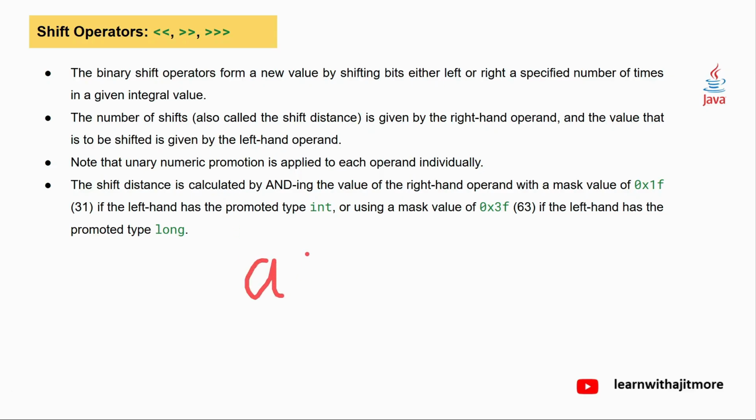A, and you're shifting right side or left side, doesn't matter. If your A is promoted to integer, then n is masked with 1F, and after masking, whatever you get, that is your shift distance. And if A is promoted to long, then n is masked with 3F, and after 3F, whatever the masked result is, that is your shift distance. Okay.